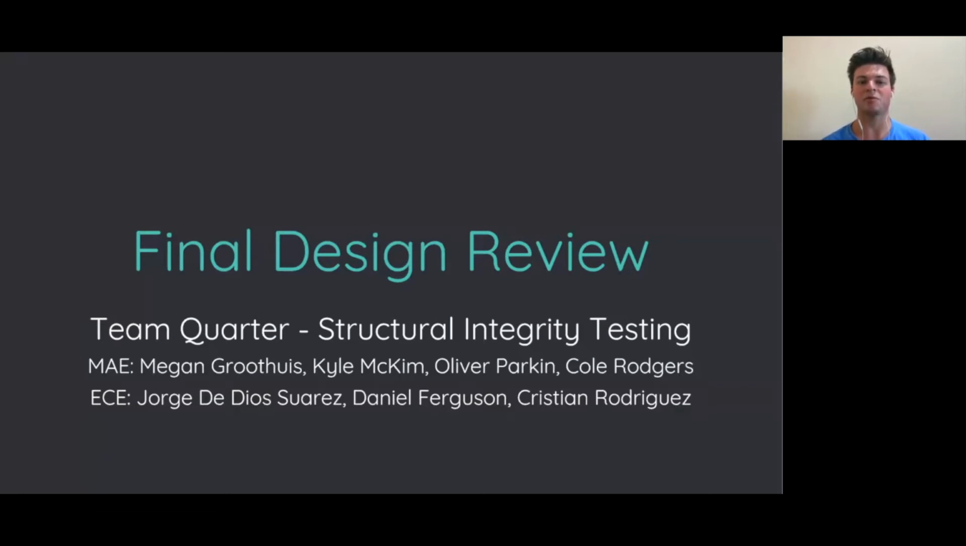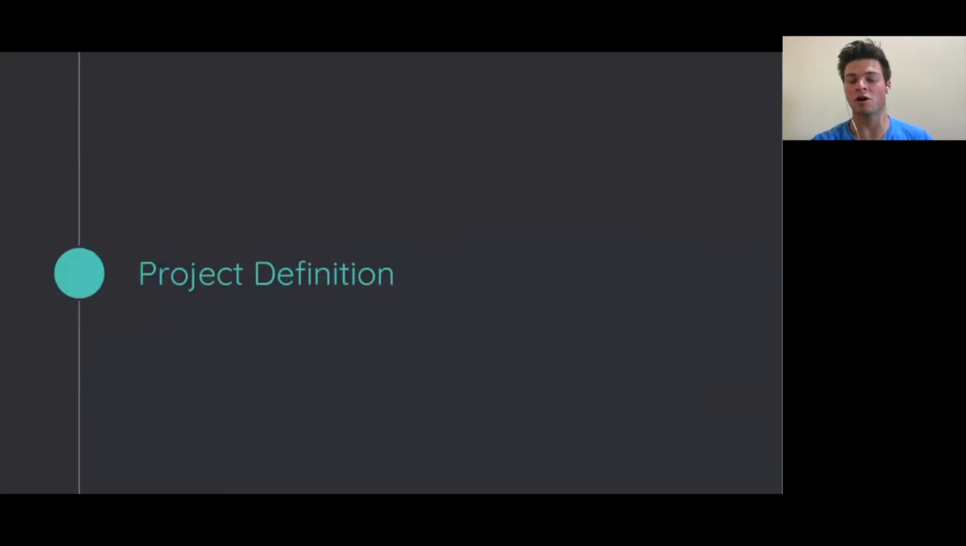My name is McKim from Team Quarter, and we are here to present on our final design review for our structural integrity testing robot. So I'm going to start off by talking about the project definition.